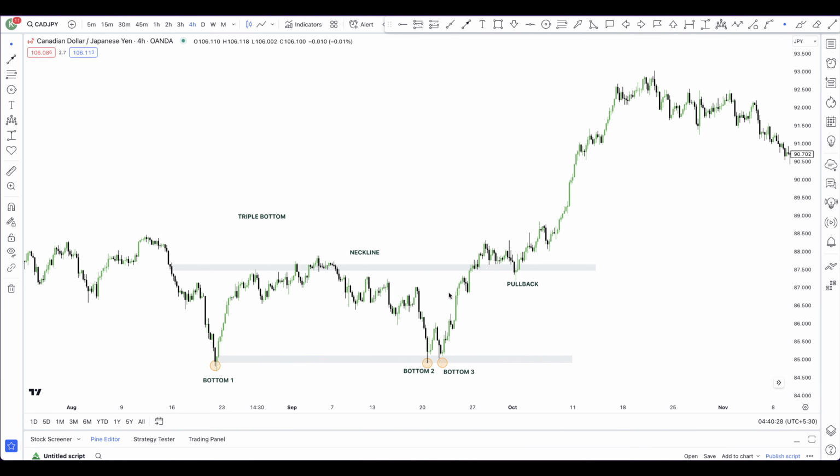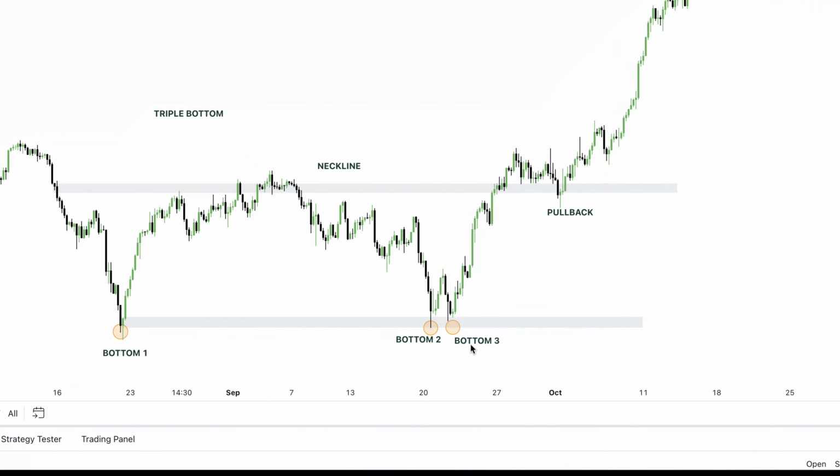This is an example of a triple bottom on a real chart. You can see that we have the first bottom here, the second one here, the third one here. So this side is our support, and then this side is the neckline, which is our resistance level. You can see that price was trending downwards, and then eventually price rejected this area, rejected this area, rejected this area, which is our triple bottom, and then broke out.